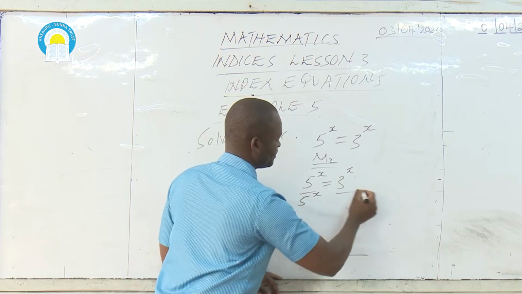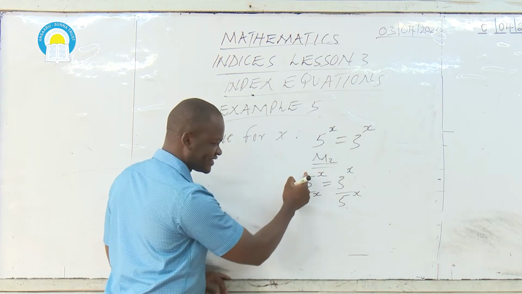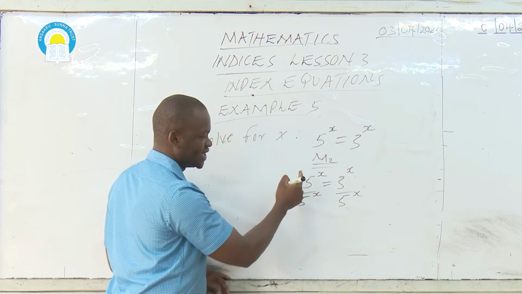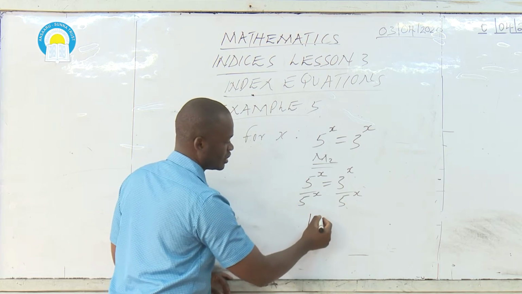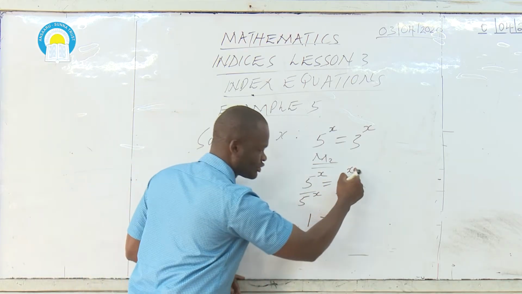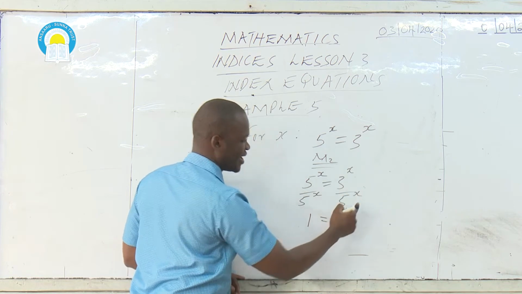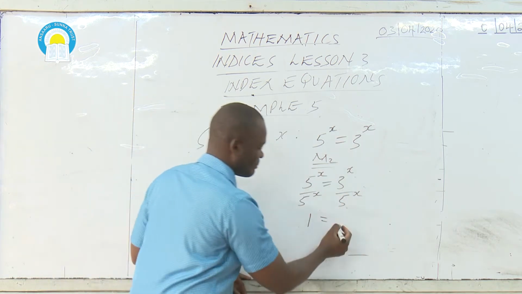Now what will I get? 5 power x over 5 power x. Having the same element in the numerator and denominator, you get 1. What about here? I am dividing numbers with a similar power. I recall the law of division having the same power.